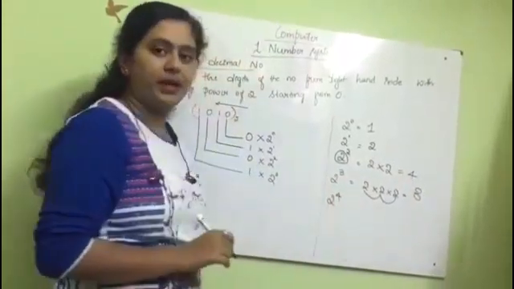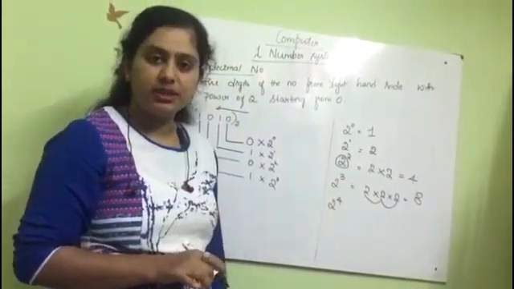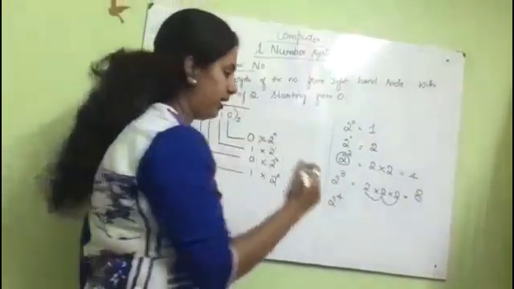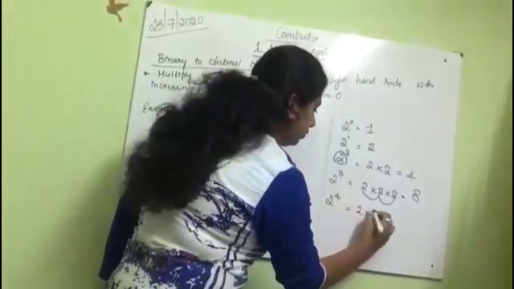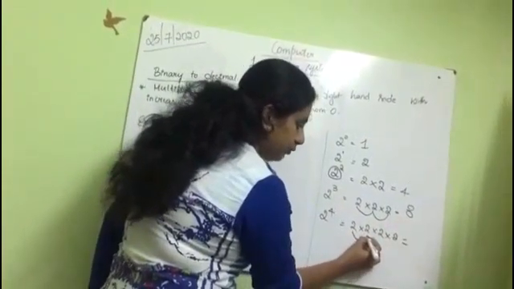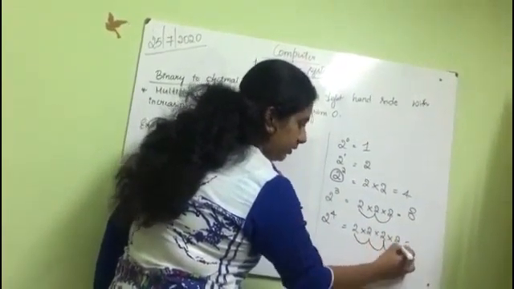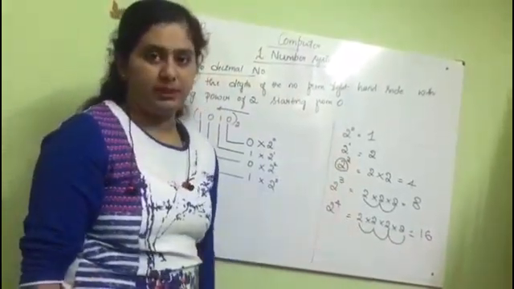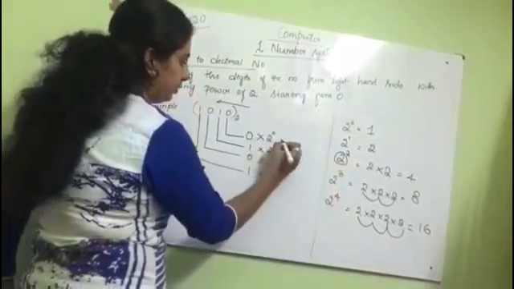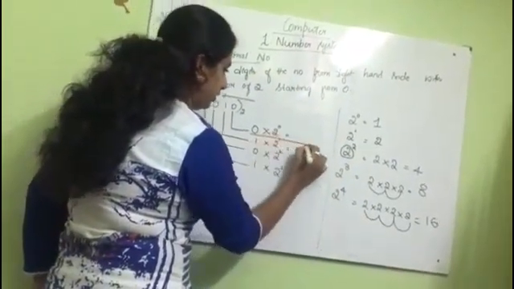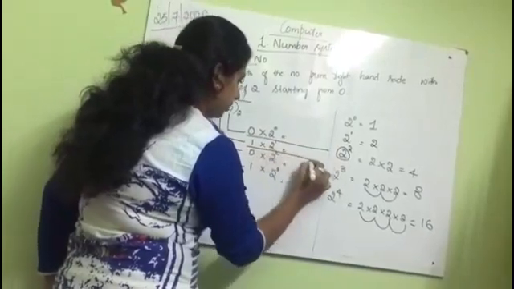Suppose it is 2 to the power of 4. How will you multiply? You need to multiply this 2 how many times? 4 times. 2 into 2 into 2 into 2. 2 2s are 4. 4 2s are 8. 8 2s are 16. Like this you have to multiply. Now write the values here. Don't get confused. Try to listen.